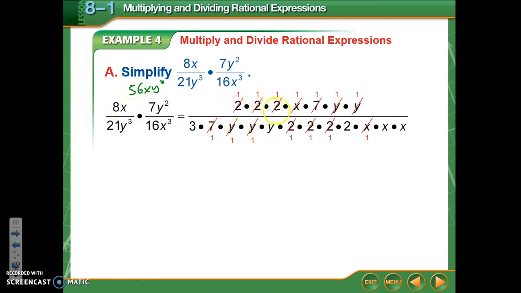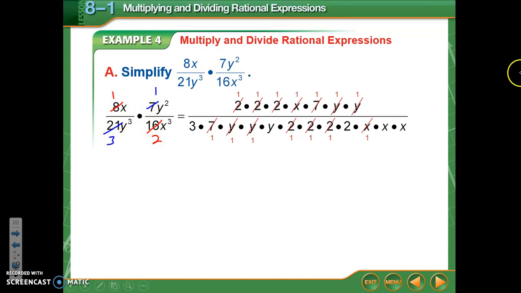And basically what they did here is they wrote out all of the factors. Same thing in my denominator, they wrote out all of the factors and we canceled everything out. The way that I think of this when I look at it is I think, okay, I can divide the numerator by 8 and get 1. And I can divide the denominator by 8 and get 2. I can divide the numerator by 7 and get 1, and I can divide the denominator by 7 and get 3.